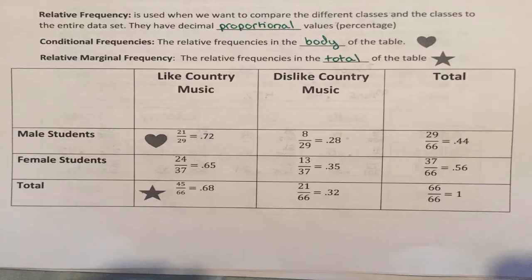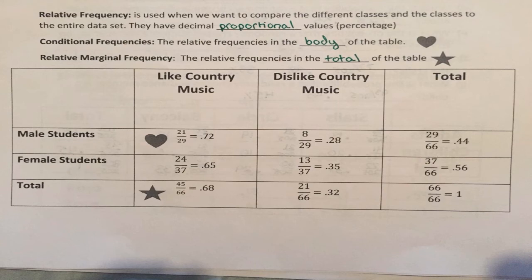Right under it is the relative frequency table. It is used when we want to compare the different classes and the classes to the entire data set. They have decimal, proportional values, otherwise known as a percentage. A conditional frequency is the relative frequencies in the body of the table. Just like the joint frequency above was the body, that would be our conditional frequencies. So the 72% for who like it, 65% of the female students who liked it, 28% for the dislike, and the 35% for the female students who dislike country music.